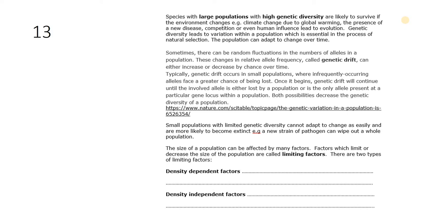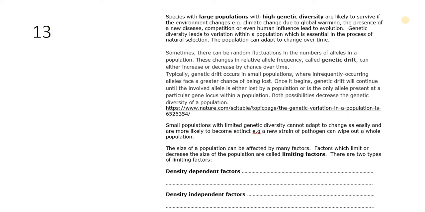So any factor that depends upon the size of the population. So other things like competition for nesting places, light. If you're a plant, the more plants, you get less light due to shading and things like that. Density independent is a factor that will affect all the population equally. It doesn't depend on how many are there.